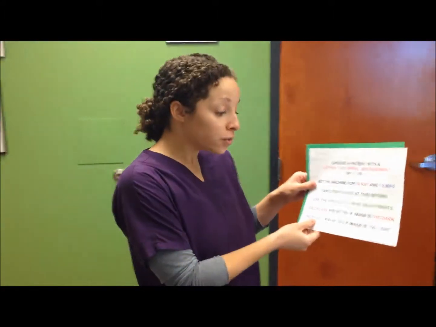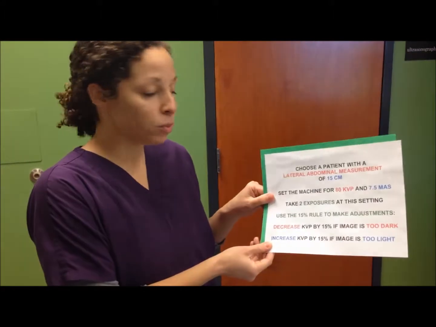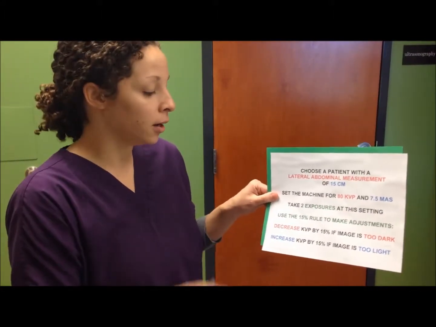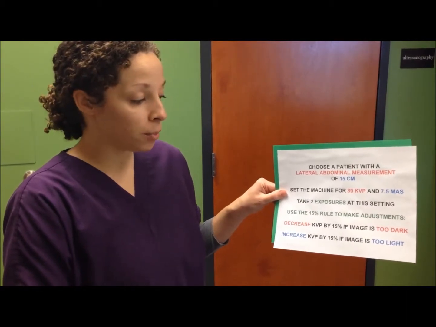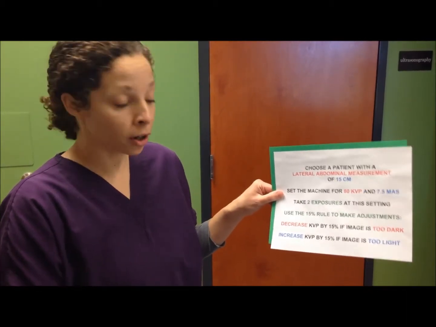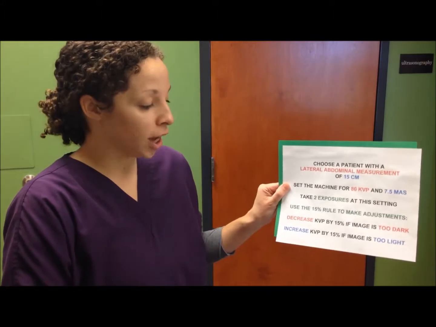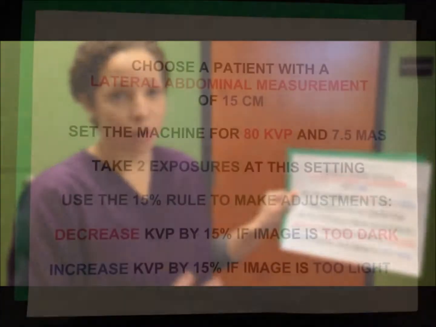Okay, so once you have your 2 exposures at your 80 kVp and as close to 7.5 mAs as you can, you're going to make any adjustments based on the contrast and the density of those 2 exposures. Essentially, as far as for the kVp, you're going to use the 15% rule to make your adjustments there. You're going to decrease the kVp by 15% if your image is too dark. And you're going to increase your kVp by 15% if your image is too light.